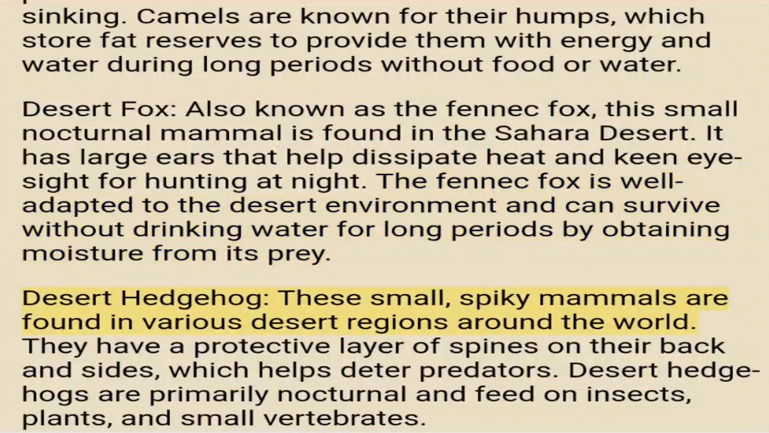Desert hedgehog. These small, spiky mammals are found in various desert regions around the world. They have a protective layer of spines on their back and sides, which helps deter predators. Desert hedgehogs are primarily nocturnal and feed on insects, plants, and small vertebrates.